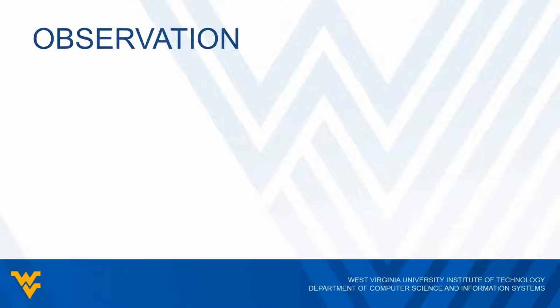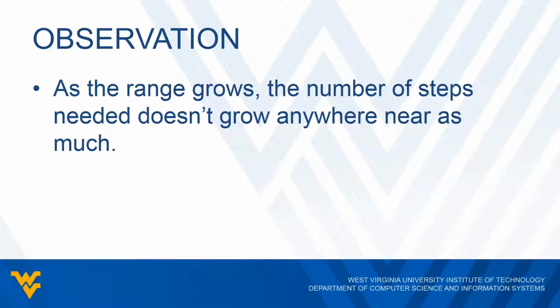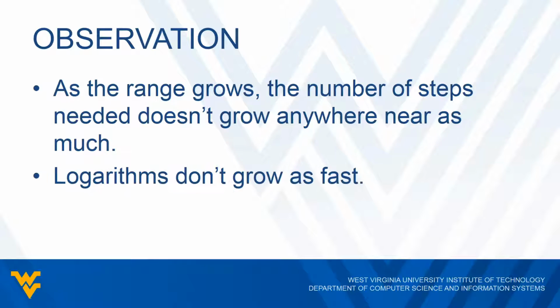The whole point of all this, the main observation I want you to get out of this, is that as the range grows, the number of steps needed doesn't grow anywhere near as much as the actual range. Because we saw when we went up to 1 billion, we only needed 30 comparisons. If we went with substantially larger numbers than a billion, the number of comparisons would still be pretty small. This is because logarithms do not grow anywhere near as fast. They do grow, but they don't grow as quickly as you would think. So it's a very slow growing function. As we increase the value of the range, the number of steps does grow, but nowhere near as much.